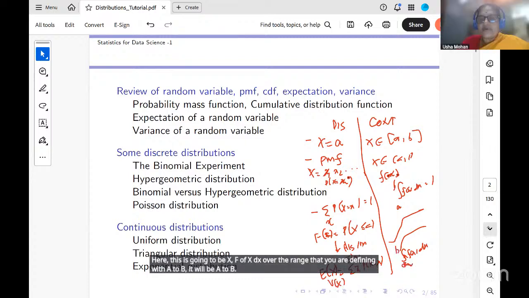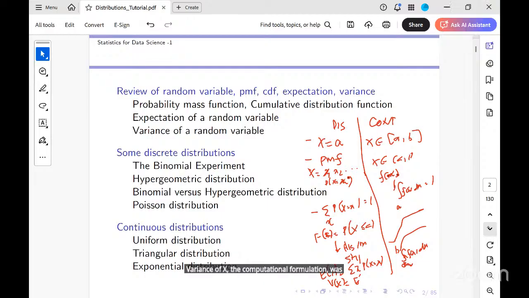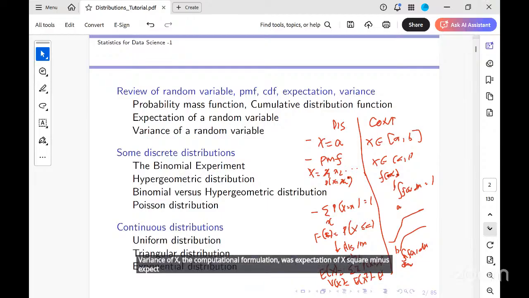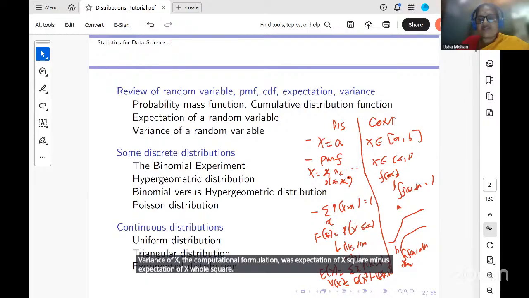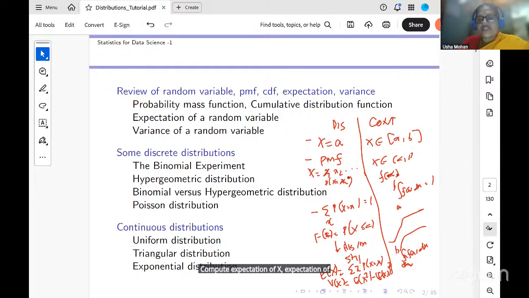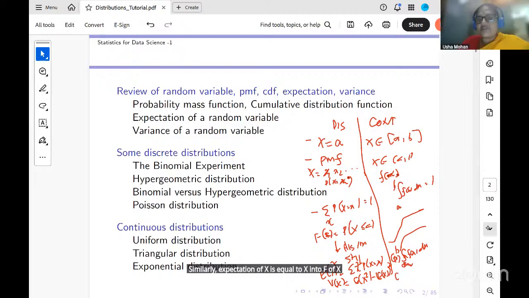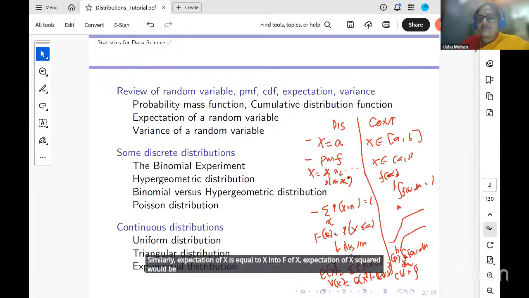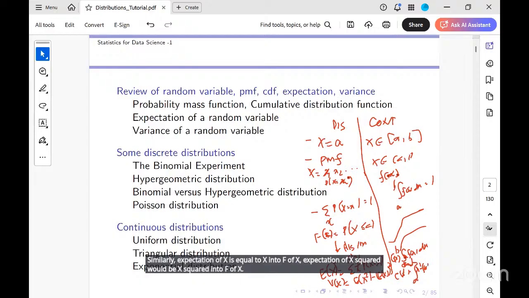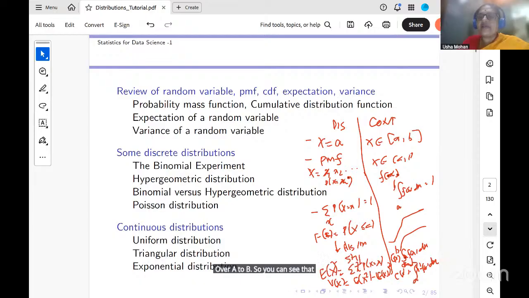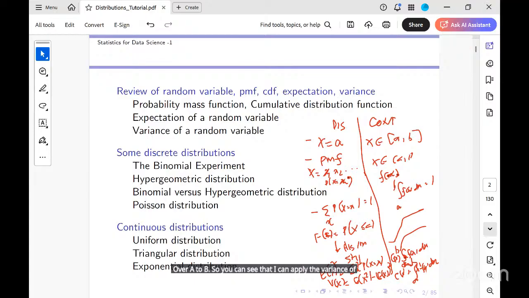Variance of X, the computational formulation was expectation of X square minus expectation of X whole square. Similarly, expectation of X is equal to x into f of x. Expectation of X square would be x square into f of x over a to b. So you can see that I can apply the variance of this random variable. So this is discrete and this is the continuous case.